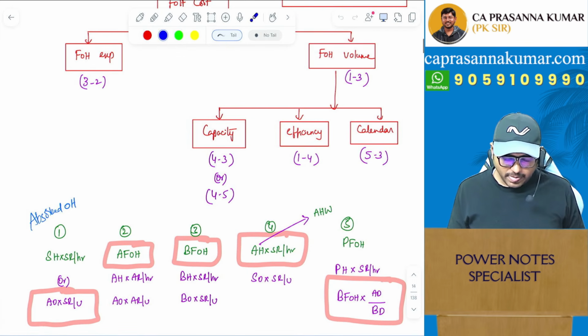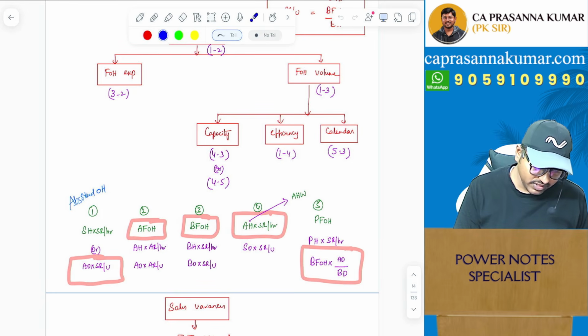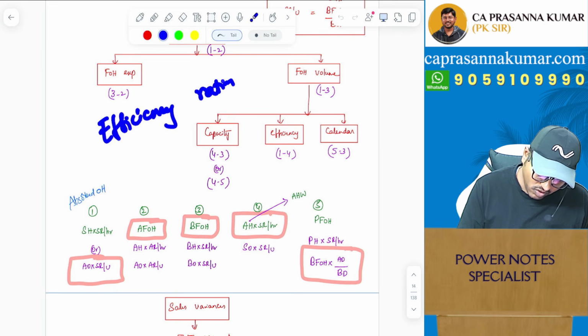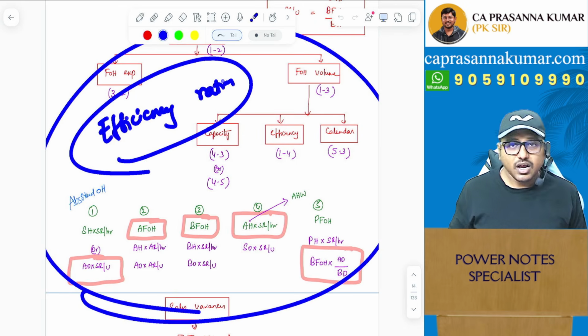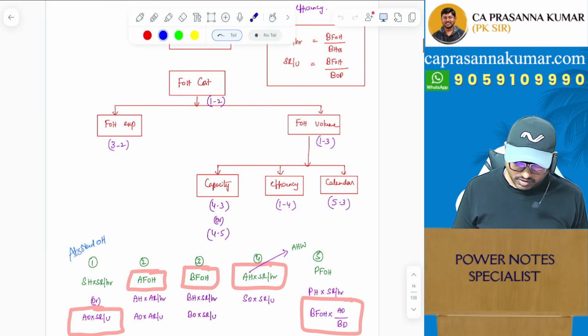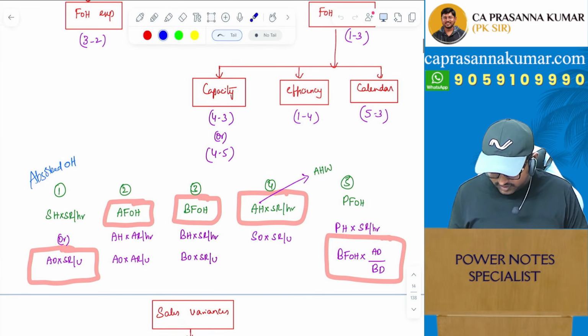clear, everybody? Now, the beauty of these formulas is, if you look at your study material, there is something called the efficiency ratios topic. That efficiency ratios formula also, we can derive from this itself. How is that? I'll tell you. There's a small trick. So now that you know the variable overheads and fixed overheads formulas, we can easily play with all the sums. Are you done with this?